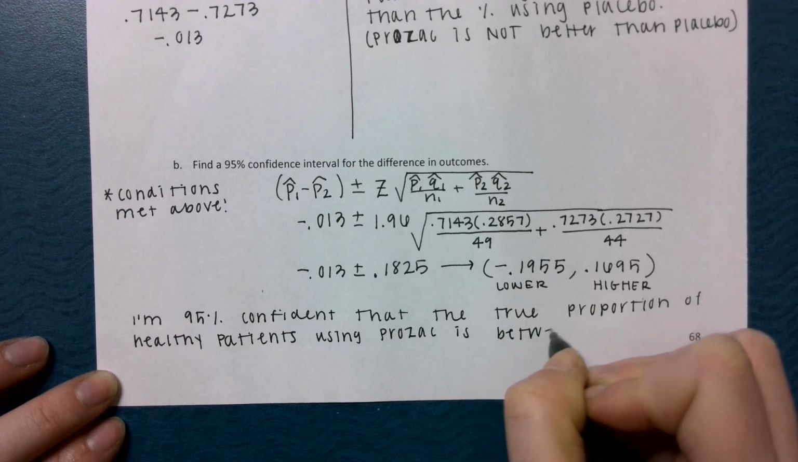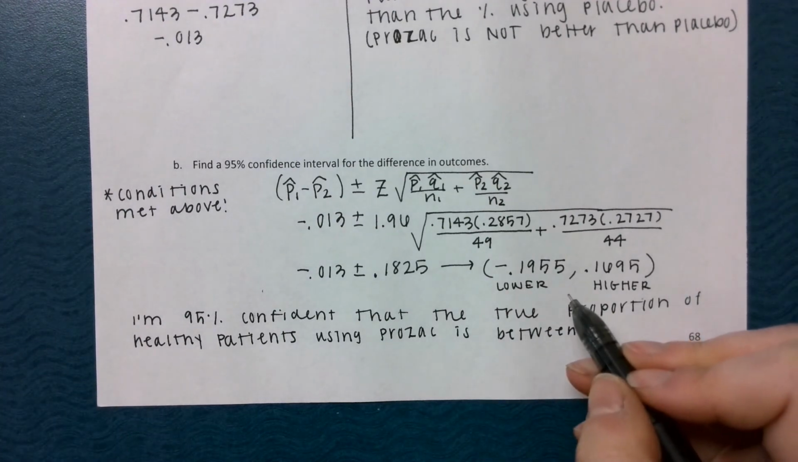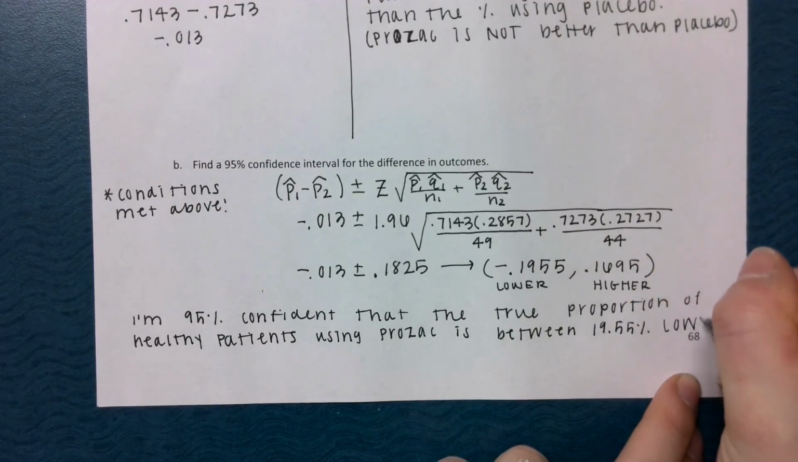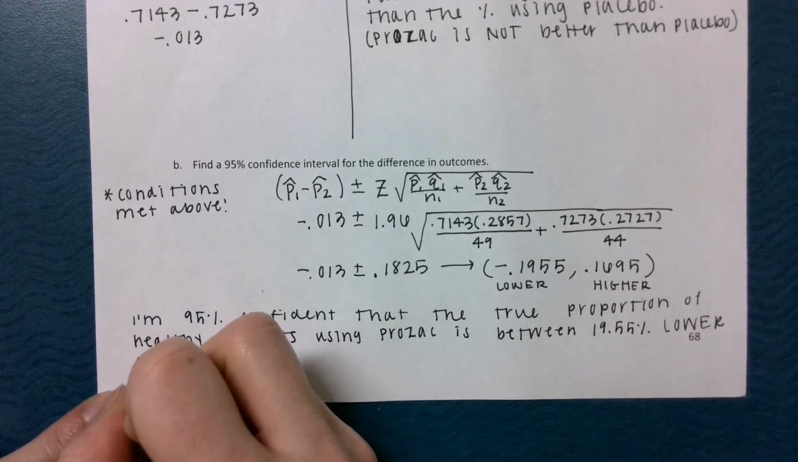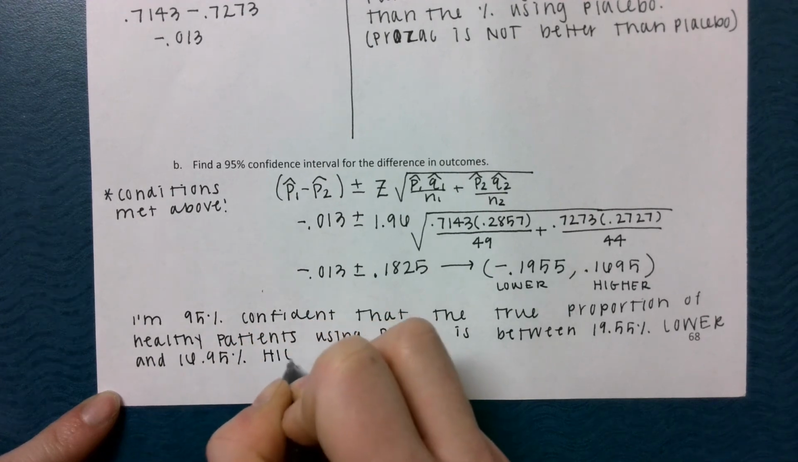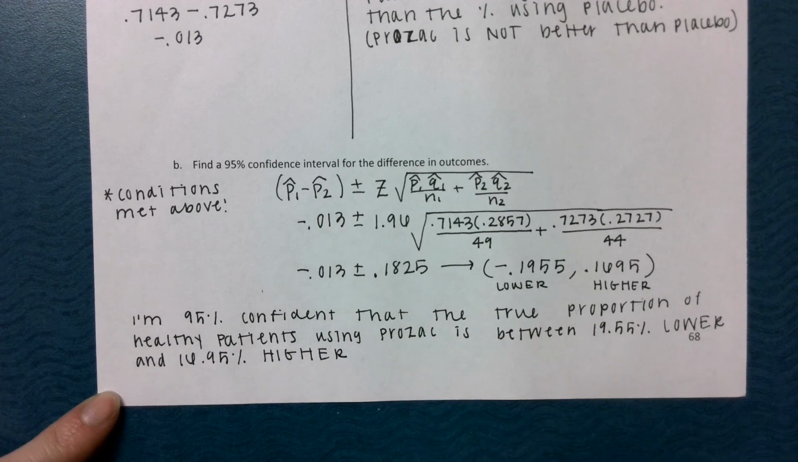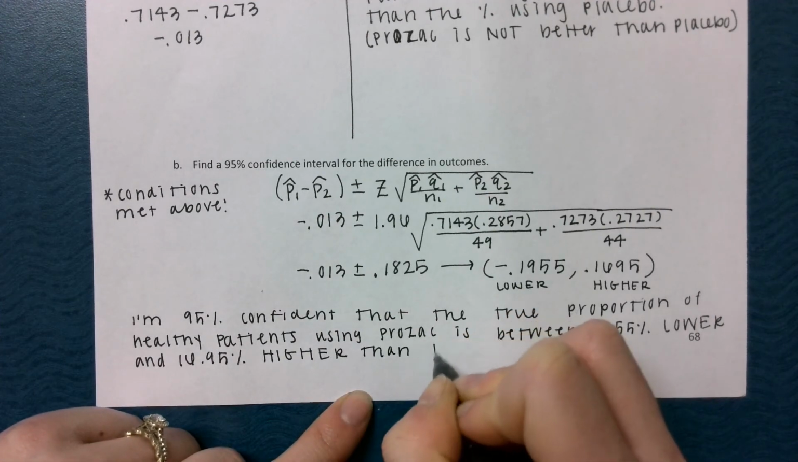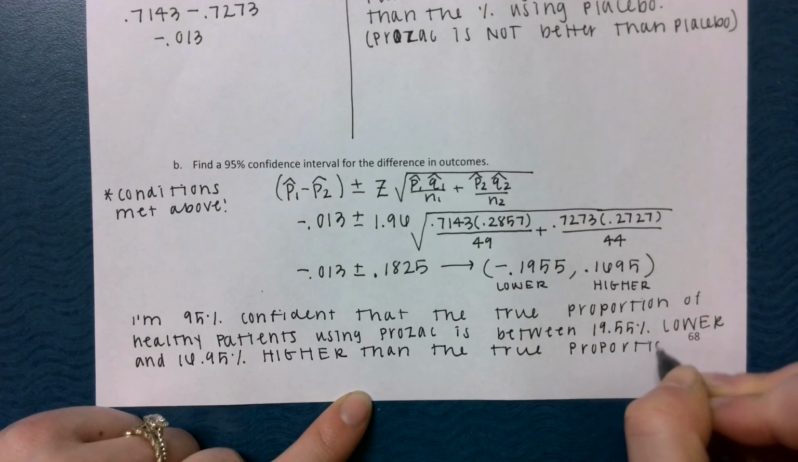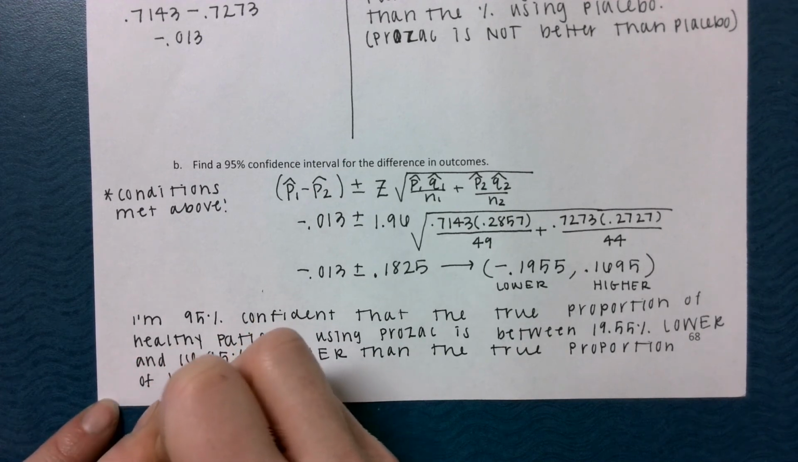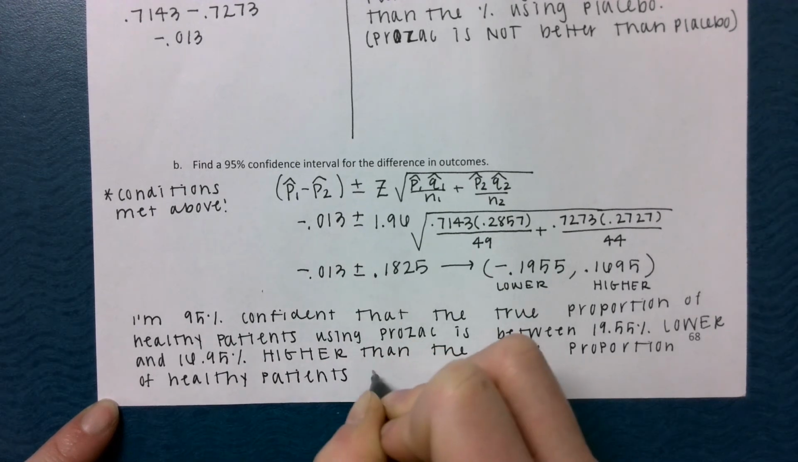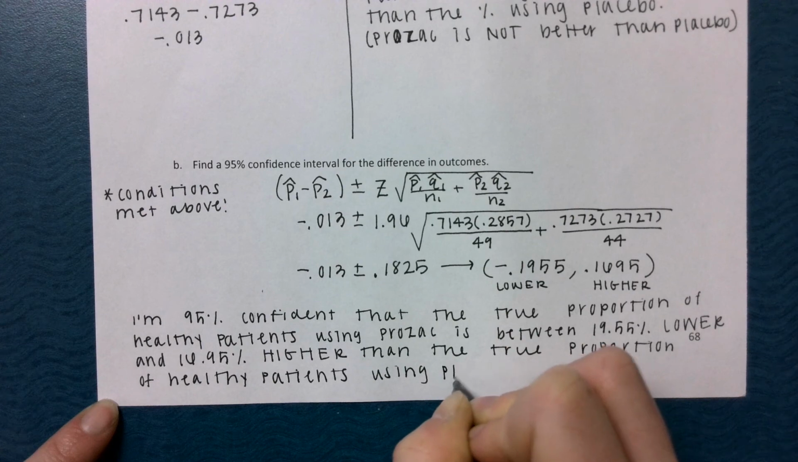is between, here's the weird part, we're going to say it's between 19.55% lower and 16.95% higher than the true proportion of healthy patients using the placebo.